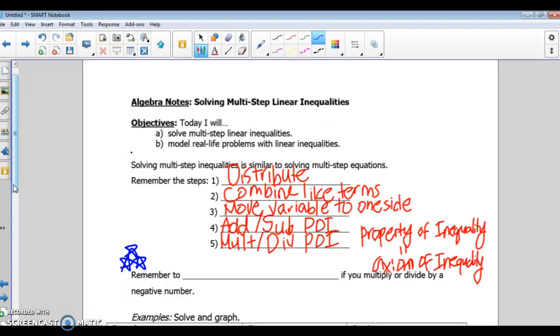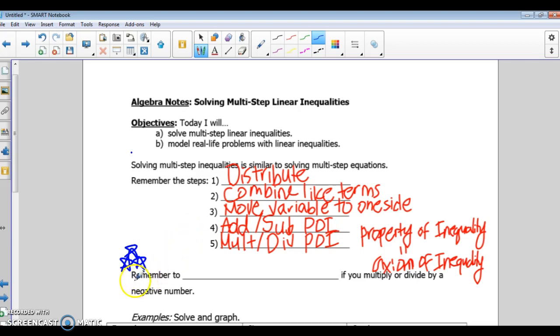So in unit 2, we talked about property of equality, but in this unit, since it's an inequality unit, we're using property of inequality. And you might see the word axiom, which means exactly the same thing as property. So they are used interchangeably. You have to remember both property and axiom. Step 5 is multiplication or division property of inequality. Okay, so same rule applies. If you need to pause the video and fill out the steps, please go ahead and do that.